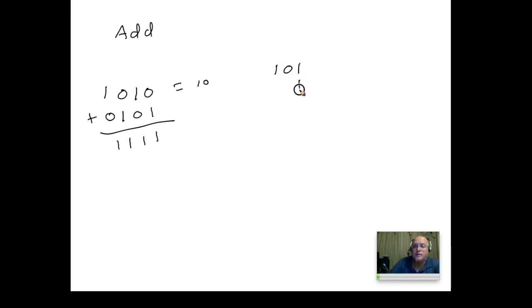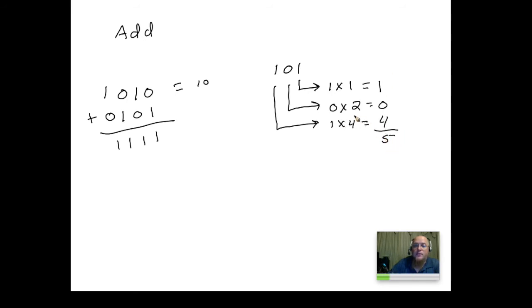101 converted over to decimal will be 1 times 1, which will equal 1. Take this, and it will be 0 times 2, which will equal 0, and this, which is 1 times 4, which equals 4. So then add them all up, this will be 5. So the decimal equivalent, this is base 2, and this is base 10. And we know that if we take 10 plus 5 in base 10, we're going to get 15.